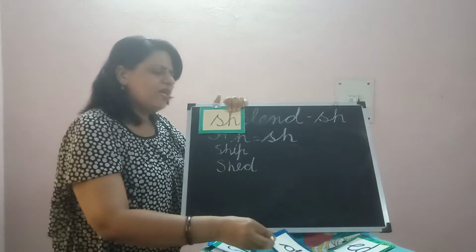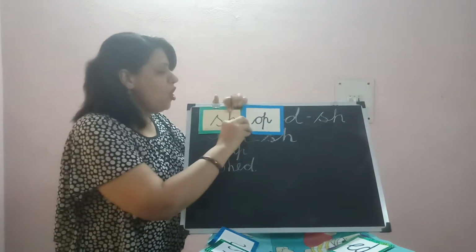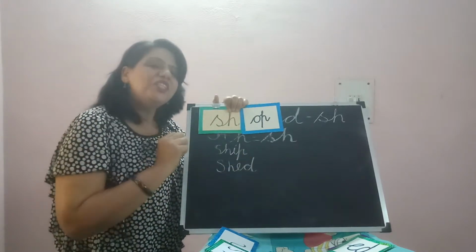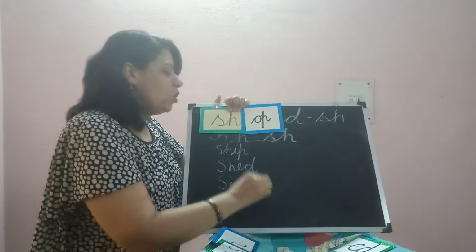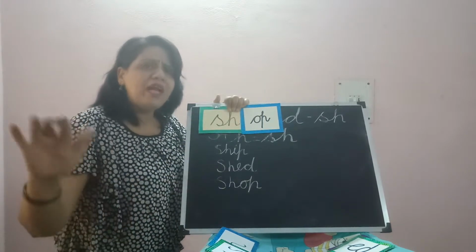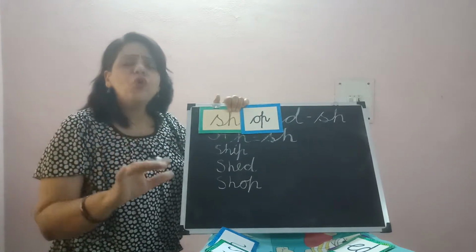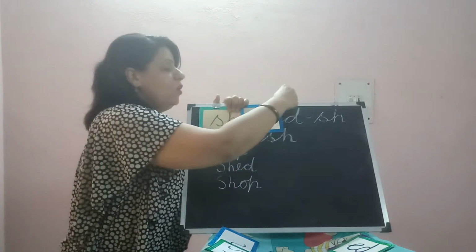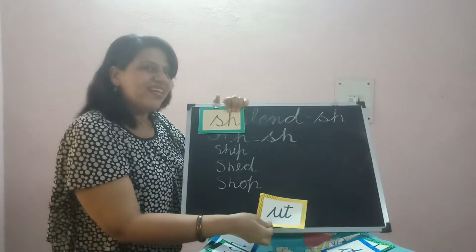Now something else is coming up. Sh, o, p, shop. See, with one sh, we can make so many words, I am telling you. You just need to spread the flashcards on the bed or on the table or on the mat. Then you can make so many words with just one blend, sh. Okay, then we are also keeping op at the side.